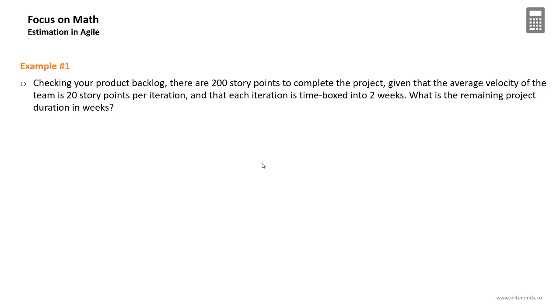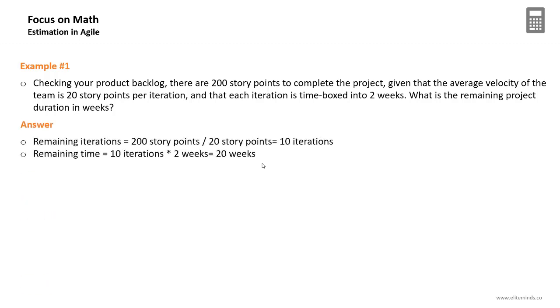We have 200 story points remaining in the product backlog. The team's average velocity is 20 story points per iteration. How many more weeks the team needs to finish the project? Dividing the remaining story points by the velocity, we will have remaining 10 iterations. It's given that the iteration duration is 2 weeks, so 10 by 2 weeks will give you 20 weeks. So the team will need another 20 weeks to finish the project.